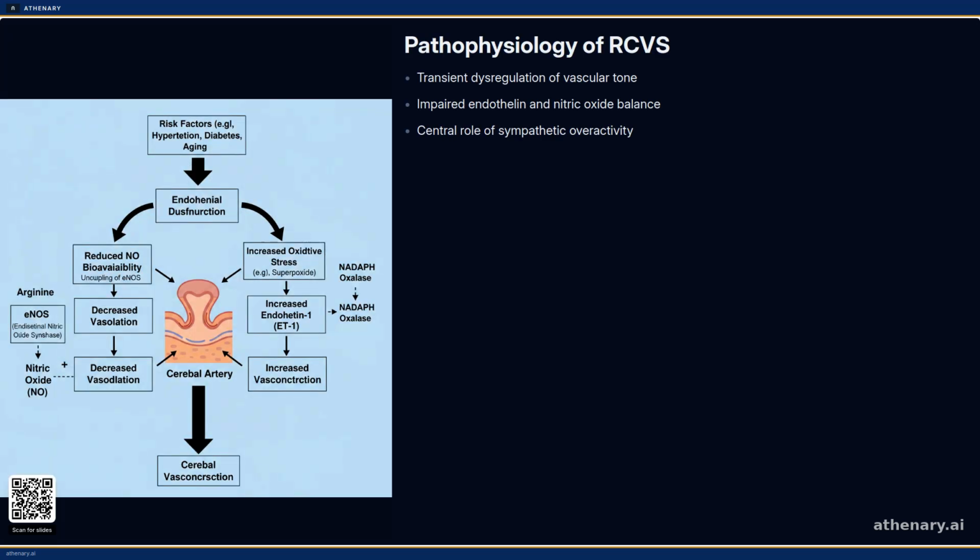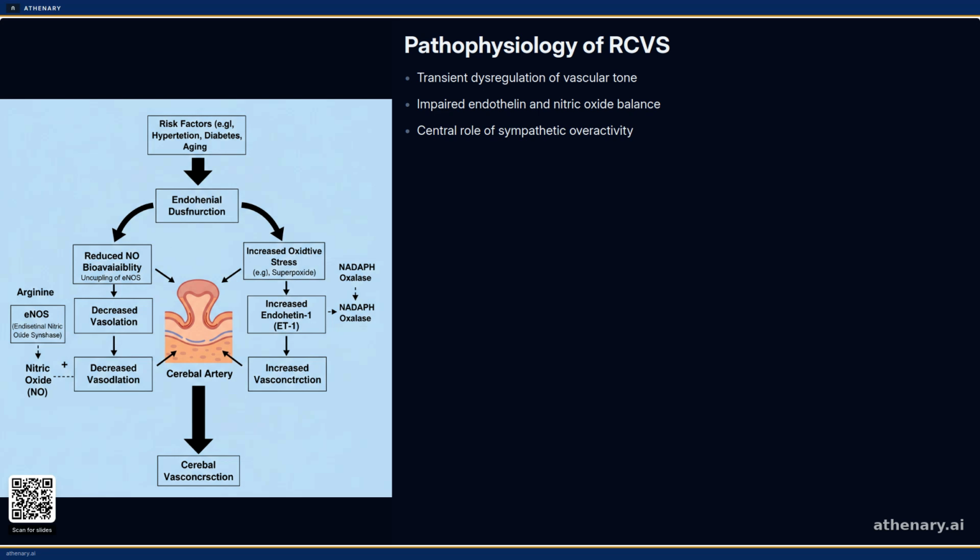We've just reviewed the wide array of potential triggers for RCVS, from vasoactive medications to the physiological shifts of the postpartum period. The question, then, is what is the final common pathway? How do these diverse factors all lead to the same dramatic arterial constriction? The answer lies in a transient, but profound, dysregulation of cerebral vascular tone.